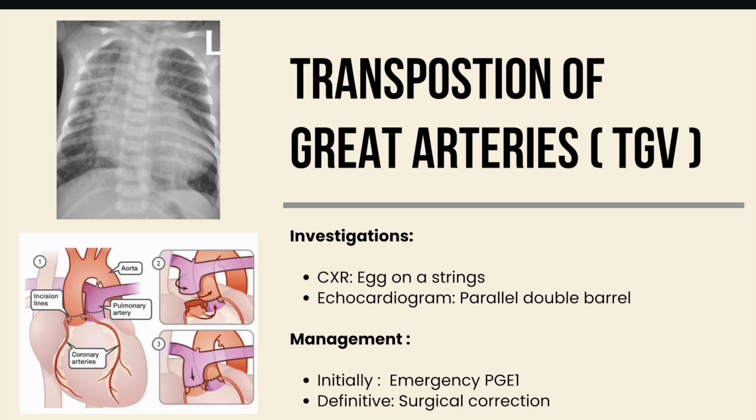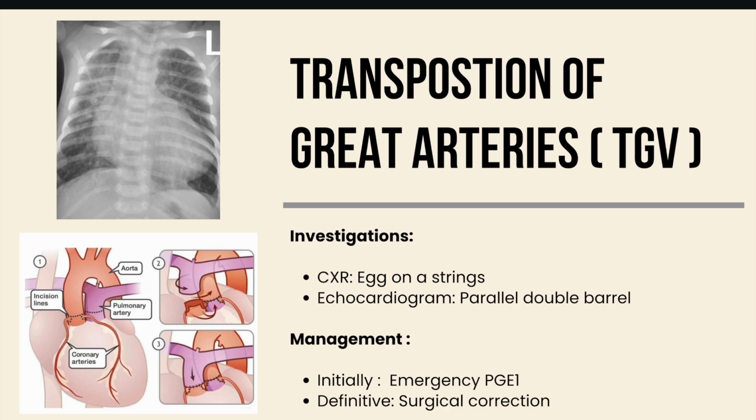And basically, this condition is initially an emergency case, but if the baby was not born with any intracardiac shunt, we would have to induce a shunt by giving them prostaglandin E1. Prostaglandin E1 is going to keep the ductus arteriosus open, and this way we're going to create a shunt in which a minimal amount of oxygenated blood gets mixed with the deoxygenated blood, which could be minimally vital to save the organs.